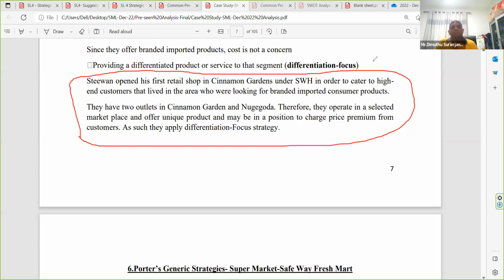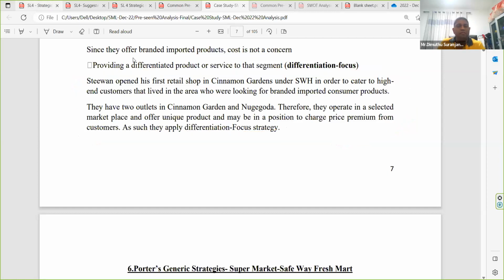Stephen opened his first retail shop in Cinnamon Garden under SWH in order to cater to high-end customers that live in the area who were looking for branded imported consumer products. They have 2 outlets in Cinnamon Garden and Nugegoda. Therefore, they operate in a selected marketplace and offer a unique product and may be in a position to charge a price premium from customers. As such, they apply a differentiation focus strategy. See, the same thing has been identified clearly.